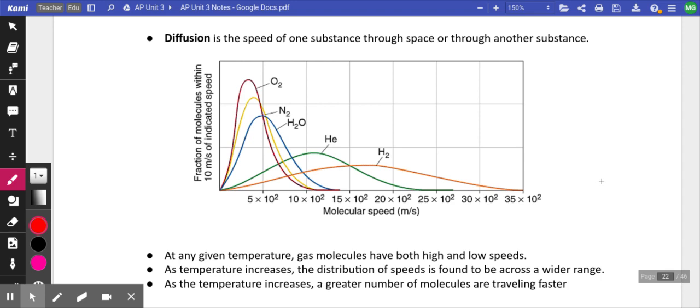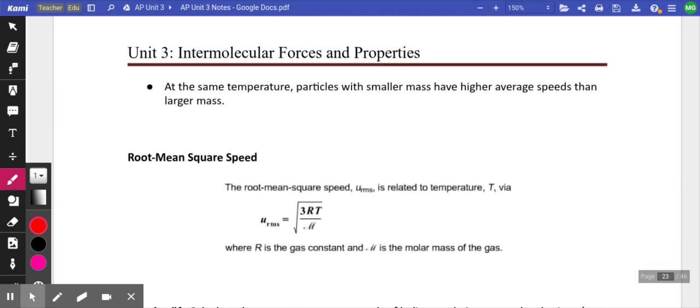So this is our Maxwell-Boltzmann distribution that we looked at earlier in the unit. This distribution shows me that at any given temperature, gas molecules will have both high and low speeds. But as the temperature increases, the distribution of these speeds is found over a wider range. You'll have the majority of your molecules at higher temperatures having a faster speed, but I end up spreading out this curve. As the temperature increases, you have a greater number of molecules that are traveling faster.